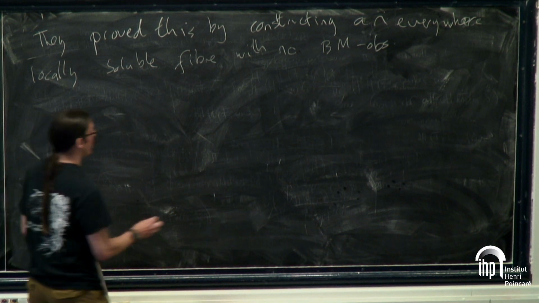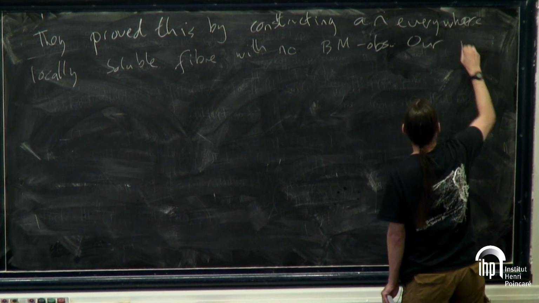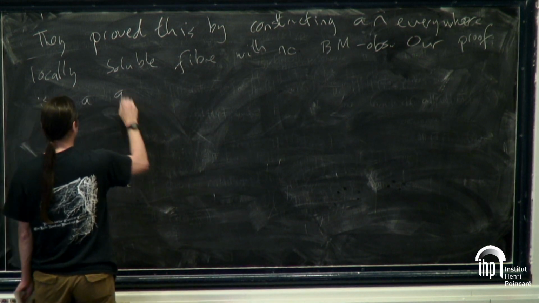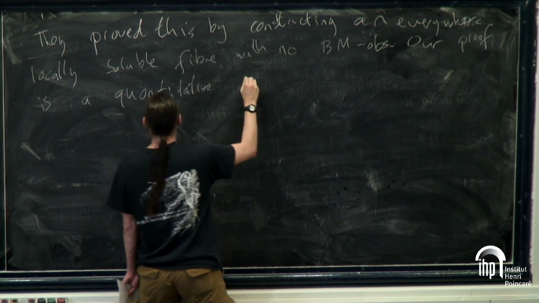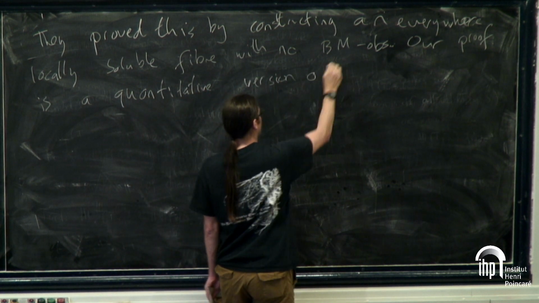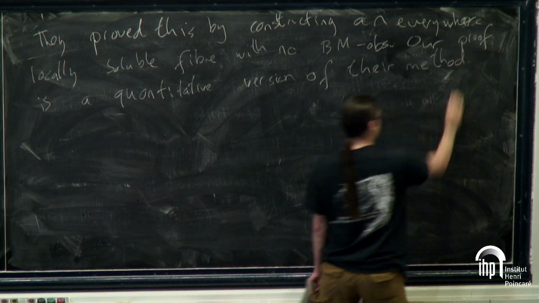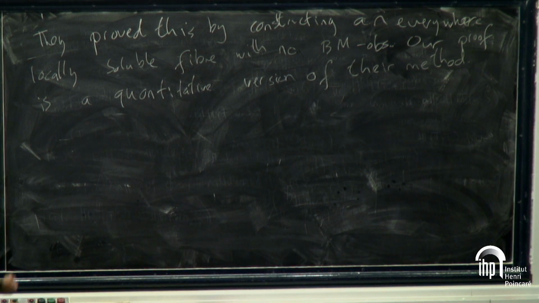And basically the method of proof is inspired by their proof. Our proof can be viewed as a quantitative version of the method. So this is the quantitative version of the fibration method alluded to in the title. Are there any questions before I start the proof? Okay.